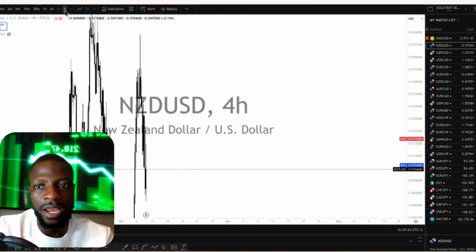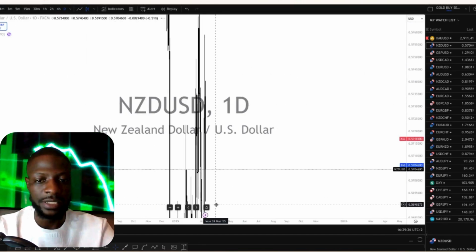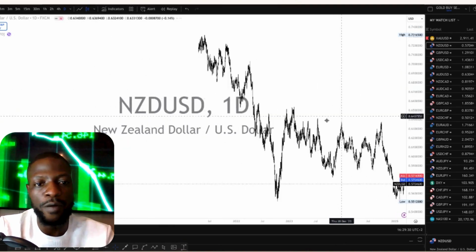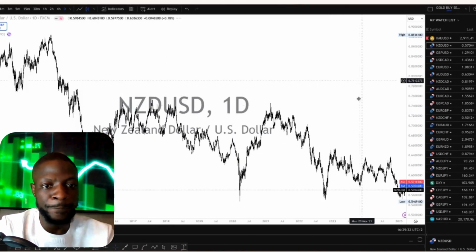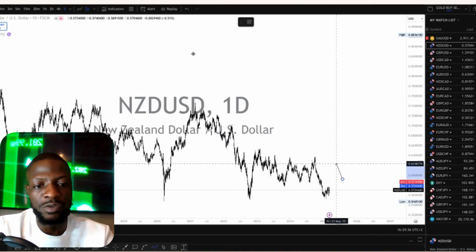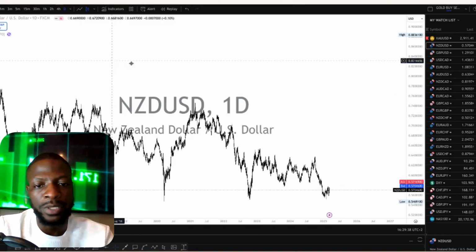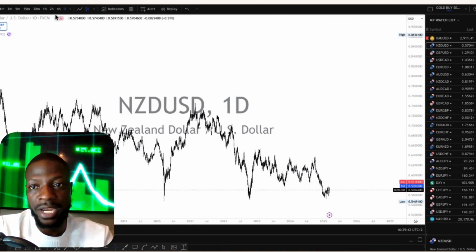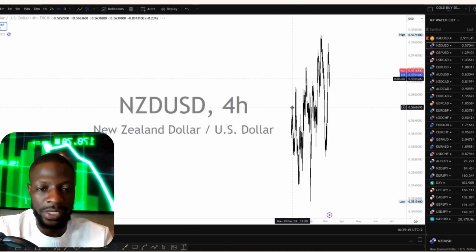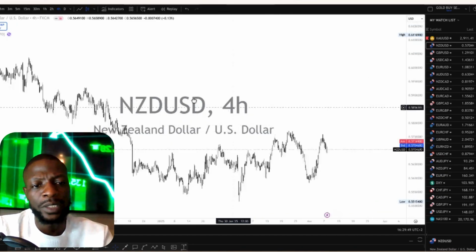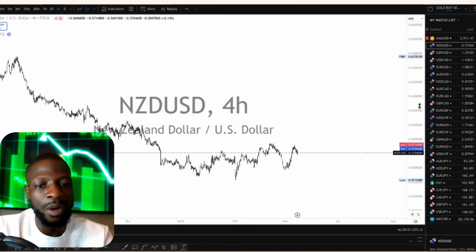We start from the daily time frame as usual. Let's zoom out all the way and see where the market is going overall. You can see that the overall trend on this particular pair seems to be bearish. We've been pushing to the downside on NZDUSD. So let's zoom in from here. Let's mark our highs and our lowest lows.